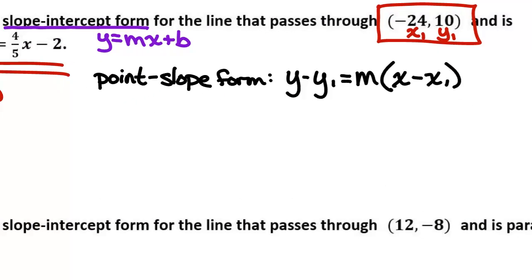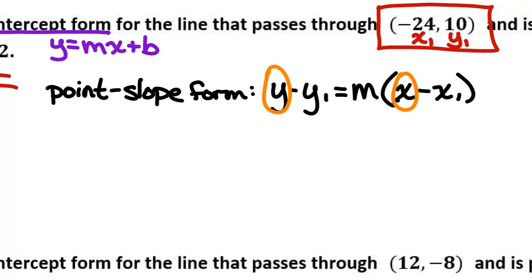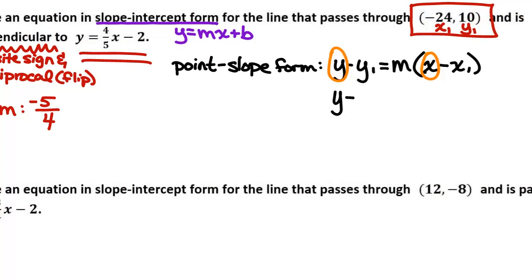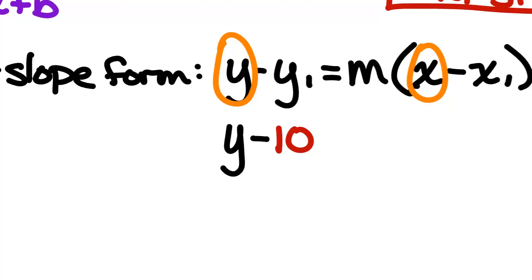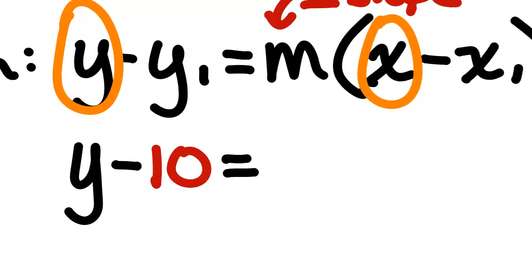Okay, so to get it in slope-intercept form, the y and the x are just going to stay y and x. Those other three pieces, y1, m, and x1, are all going to be replaced with numbers. So y minus, what was the y part of the ordered pair that they gave us? 10. So y minus 10 equals, we wanted this to be perpendicular, so we're going to use our perpendicular slope, which is what? Negative 5/4.